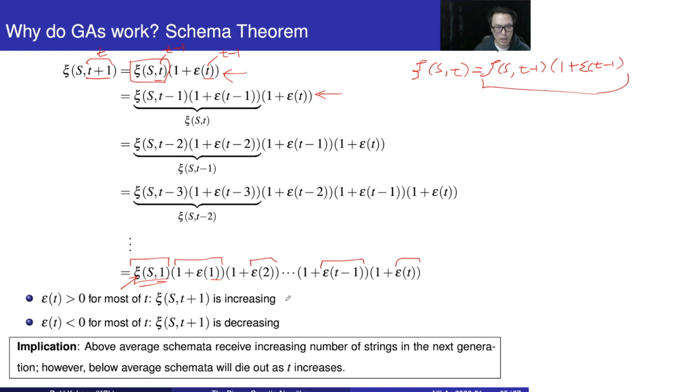Okay, so I come up with this conclusion. When epsilon t is greater than 0, for most of the t, for example, all these epsilon are positive, then I come to the conclusion that the number of s in the next iteration is increasing. If all these epsilon t, or most of them, are less than 0, then the number of s in t plus 1 is less than in the current iteration. The number of string s is decreasing.